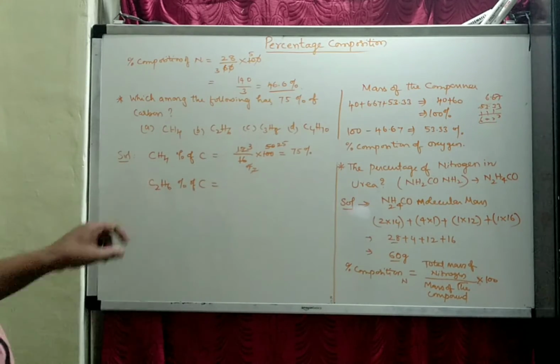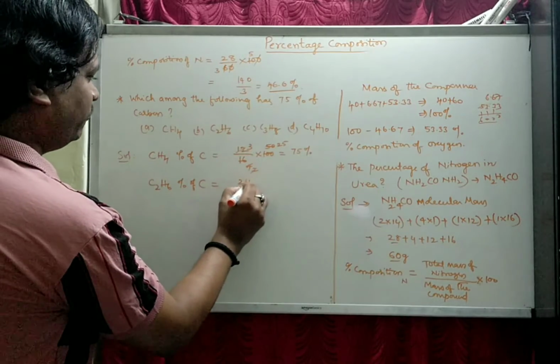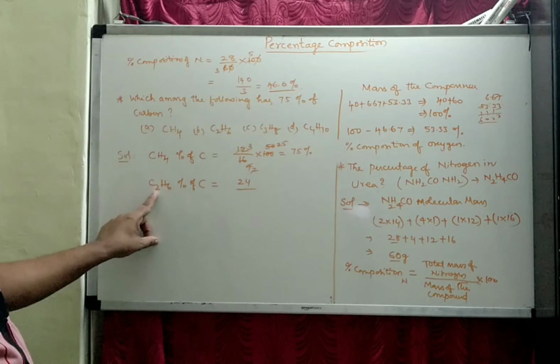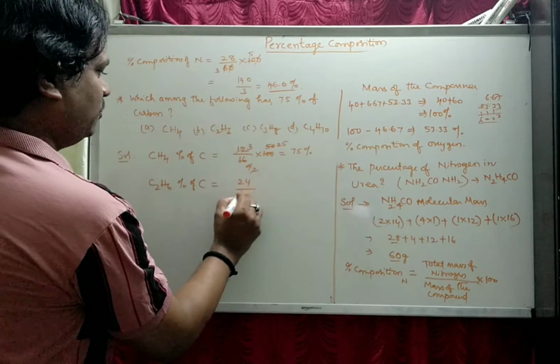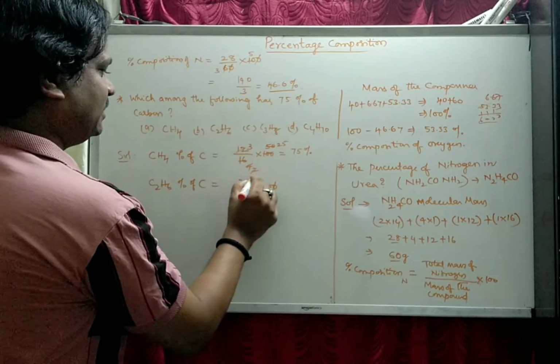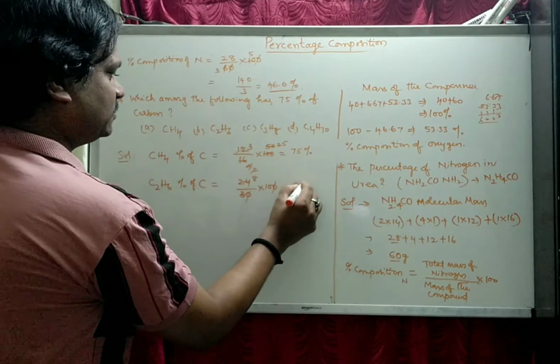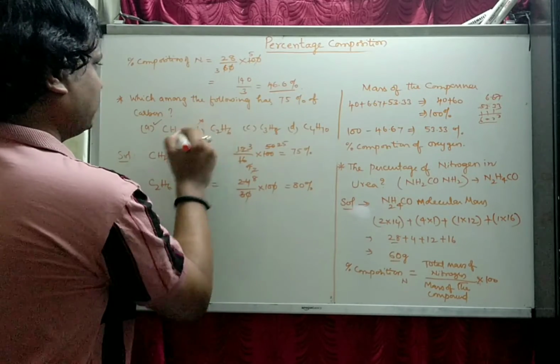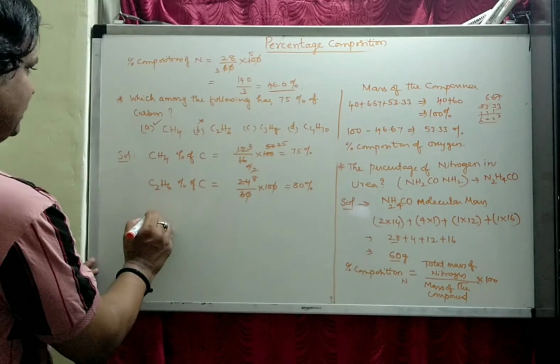So for C2H6, C2 means 12 2s are 24. 24 by the total mass, 24 plus 6, 30, into 100. You can cancel this. We will get 80%. So 80% is wrong. Next, C3H8.